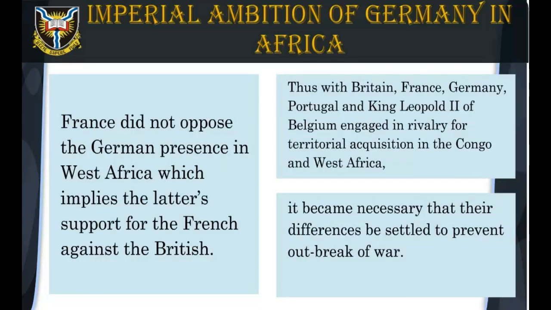France did not oppose the German presence in West Africa, which implies the latter's support for the French against the British. Thus, with Britain, France, Germany, Portugal, and King Leopold II of Belgium engaged in rivalry for territorial acquisition in the Congo and West Africa, it became necessary that their differences be settled to prevent outbreak of war.